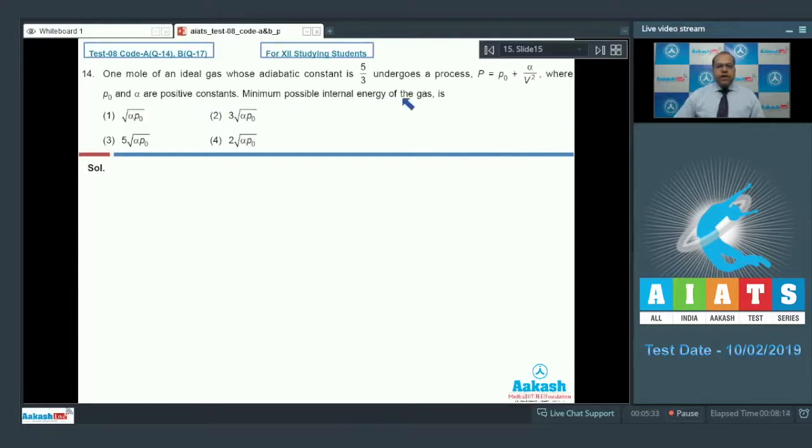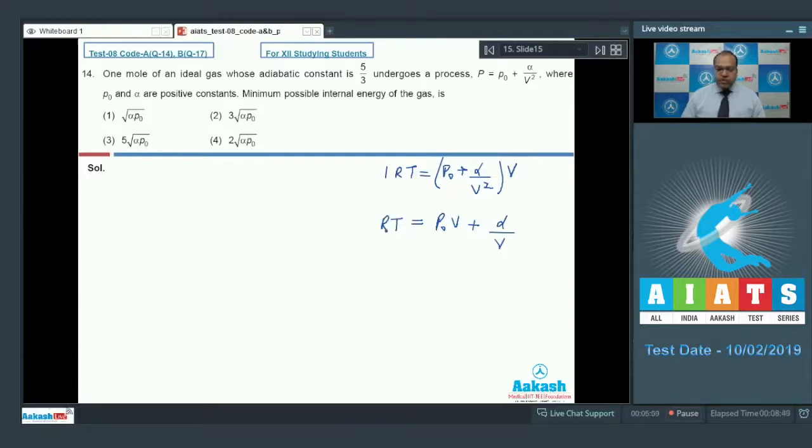Minimum possible internal energy of gas is. From the ideal gas equation, PV = nRT. Number of moles is 1, so I can write 1 into RT = P into V. The value of P is P naught plus alpha by V square, into V. So it can be further written as P naught into V plus alpha by V. So this is the value of RT.